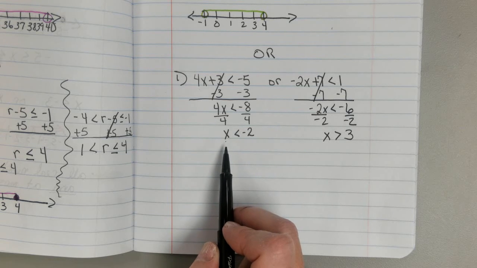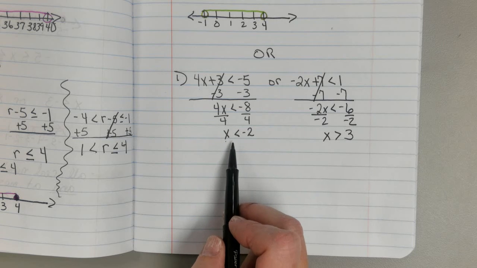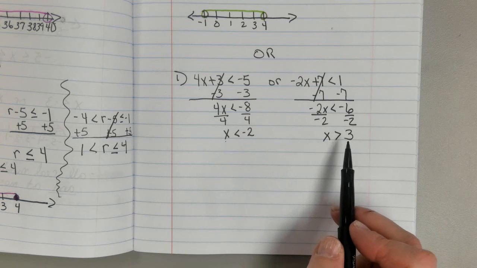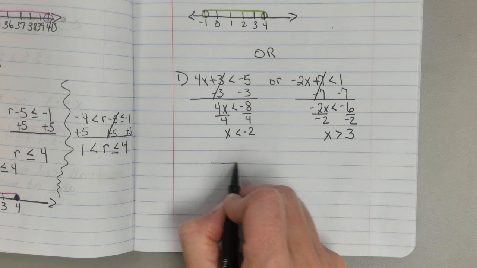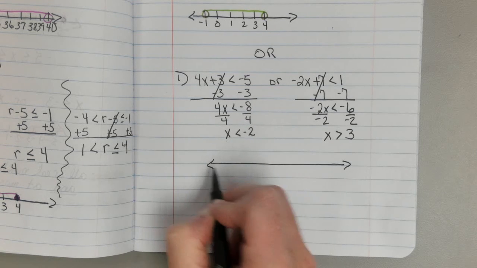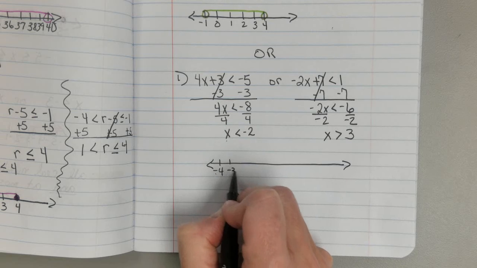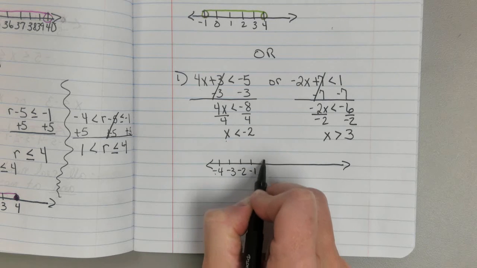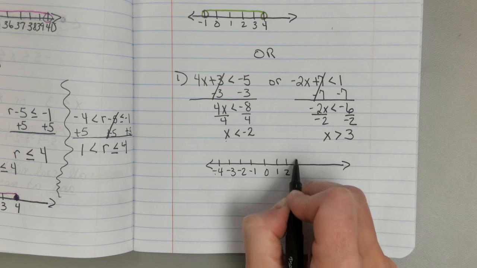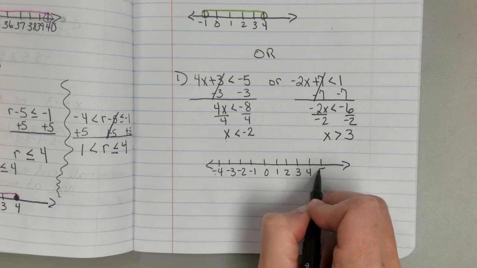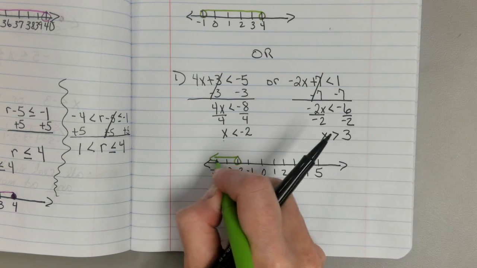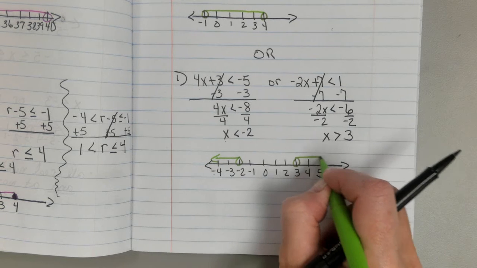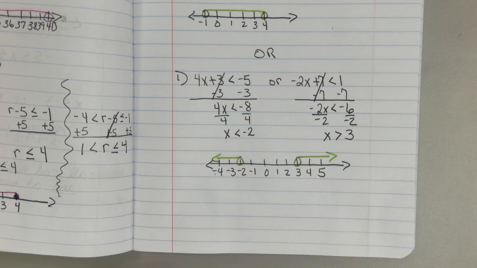Open or closed? Open, going to the left. All right. X greater than 3 is open, going to the right. All right. So let's graph it. All right, so we said open and to the left, and we said open and to the right. In which we can pick, because let's think about that for a minute.